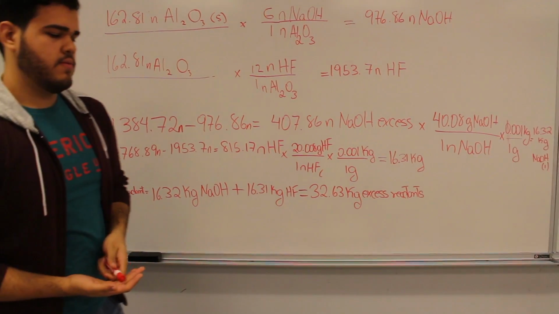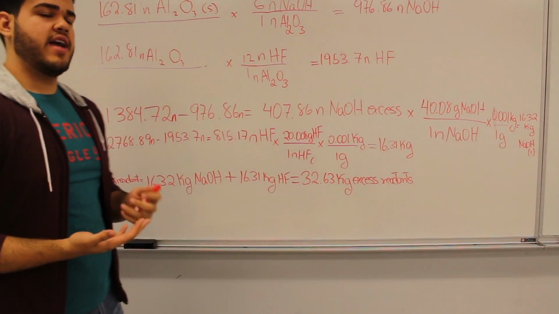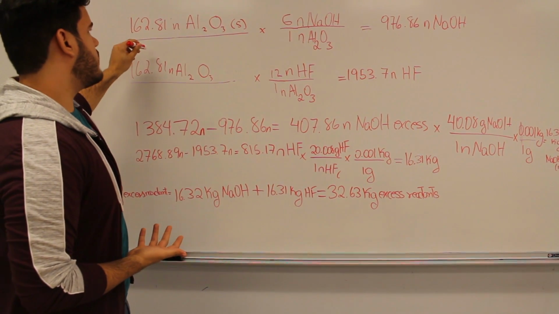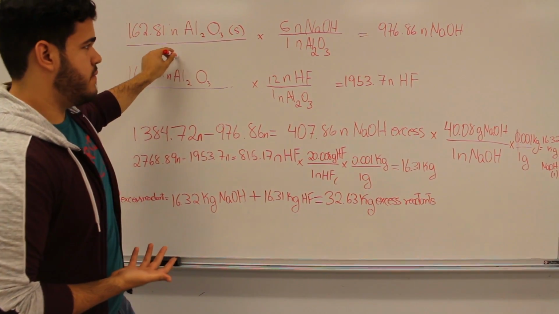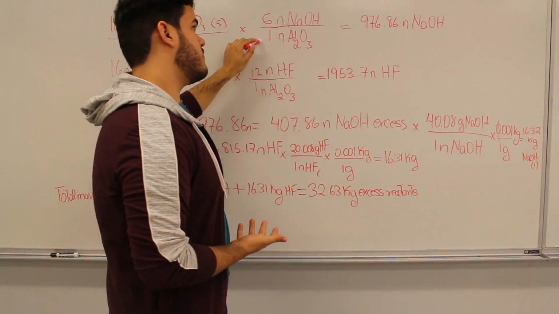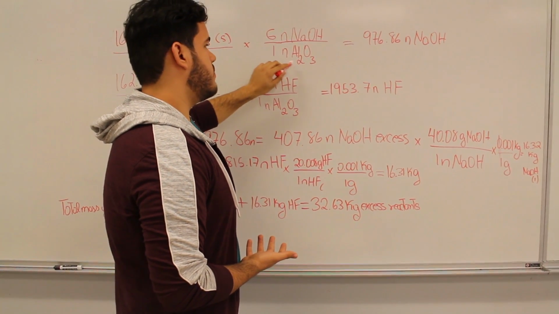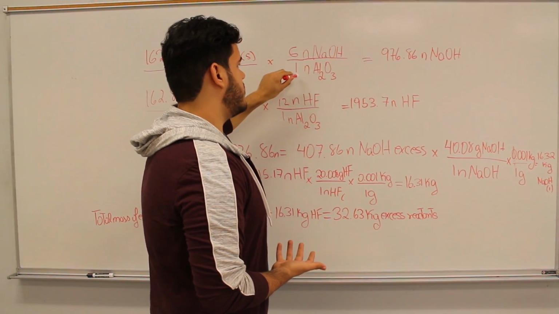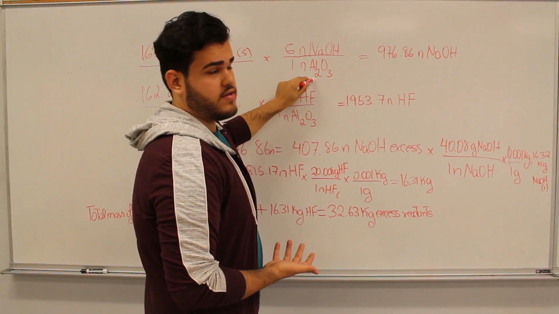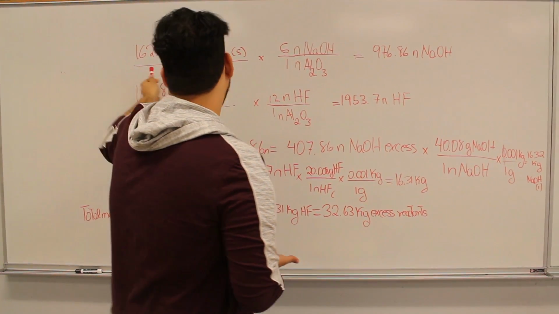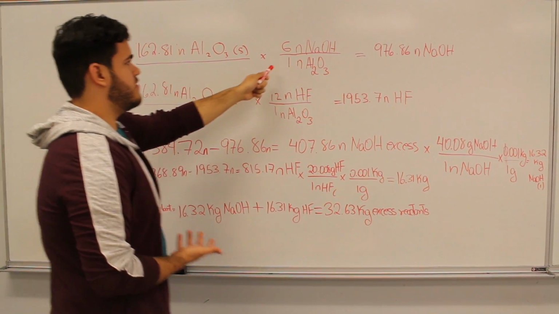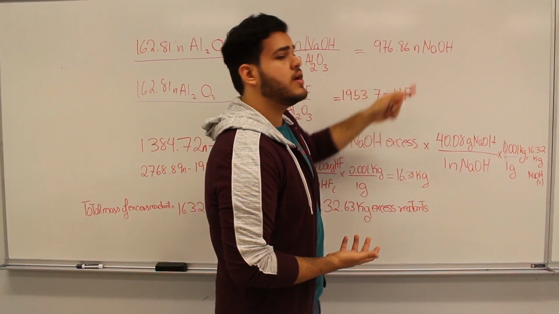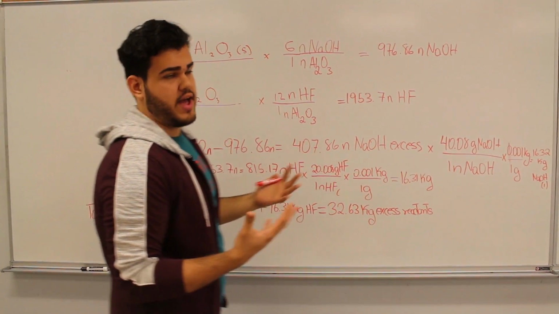For this question, we're asked to find the total mass of excess reactants. Now, to solve this, we utilize the number of moles of aluminum oxide and we multiply it by the ratio of moles of NaOH to aluminum oxide. So we have 6 NaOH moles for every 1 mole of aluminum oxide. Therefore, when we multiply the 162.81 by 6, we get 976.86 moles of NaOH that actually reacted during this reaction.